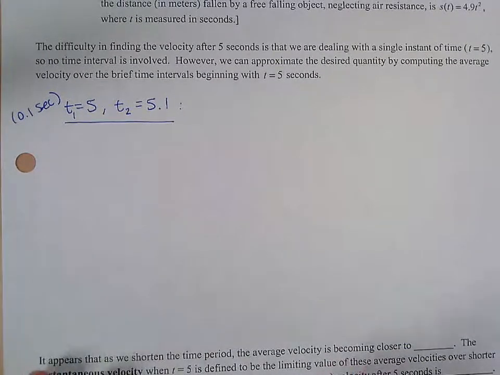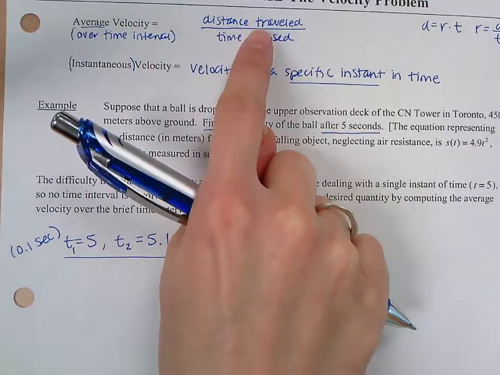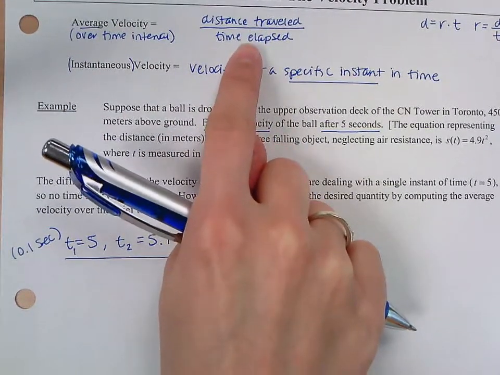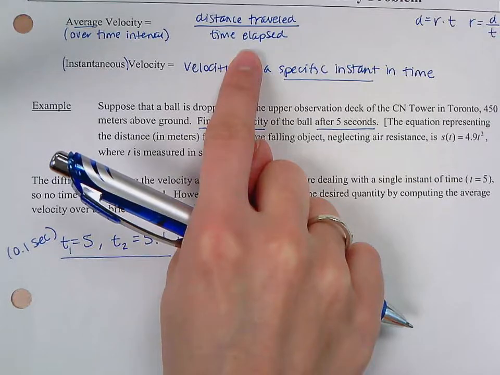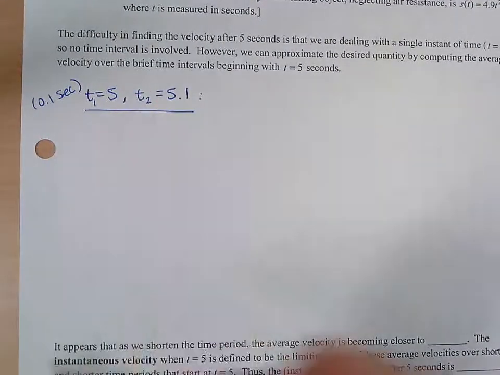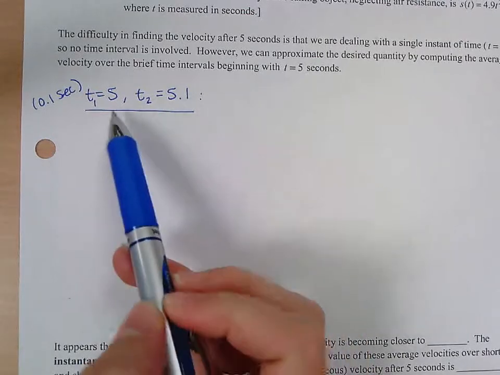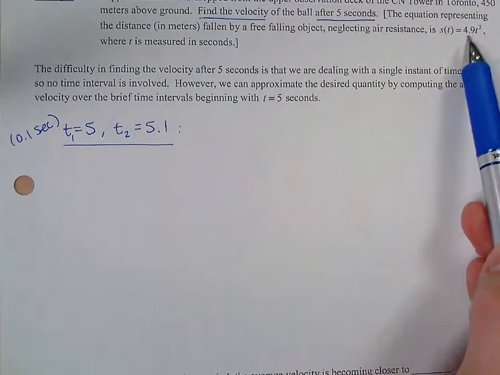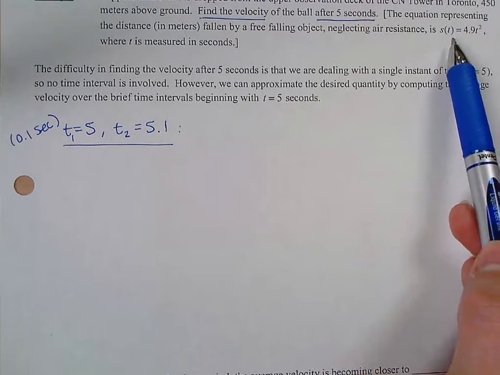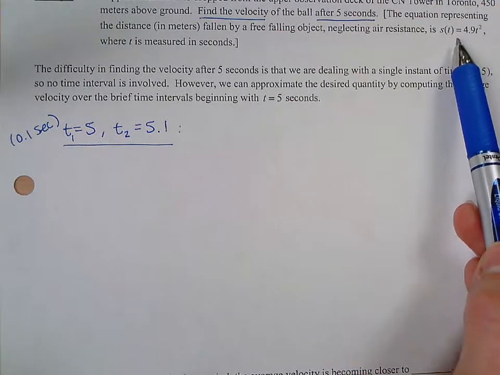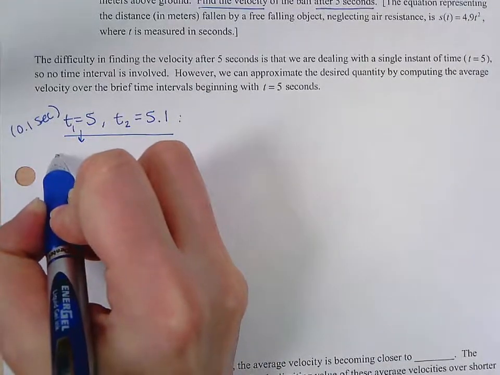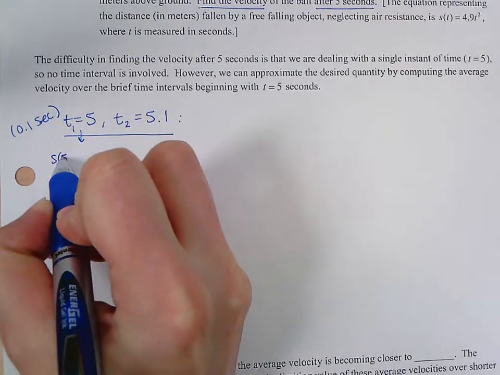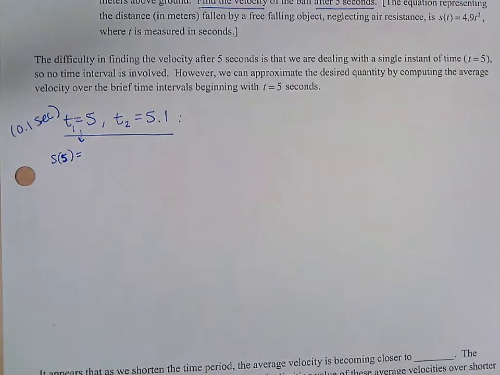To calculate average velocity I need to find the distance traveled, so the change in distance over the time elapsed, so the change in time. Average velocity is really a slope. I can think of these as ordered pairs, so these would be like my x coordinates. I can substitute these times into my position function here, or displacement function, to find the position at 5 and 5.1 seconds. So when t is 5, the position, s of 5.